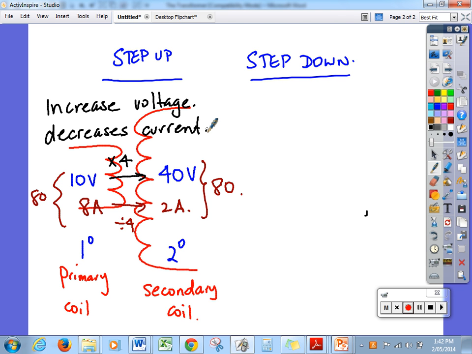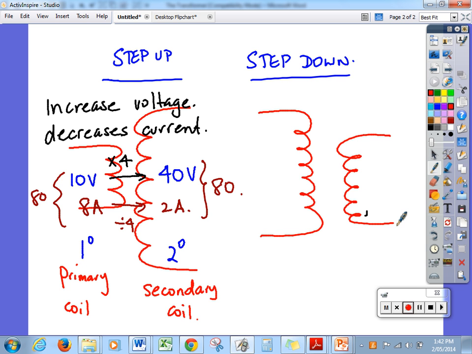Right, so a step up increases voltage. What would a step down do? It decreases. And the symbol is this one. So the primary coil is here, and the secondary coil is here. And we know that this decreases voltage.